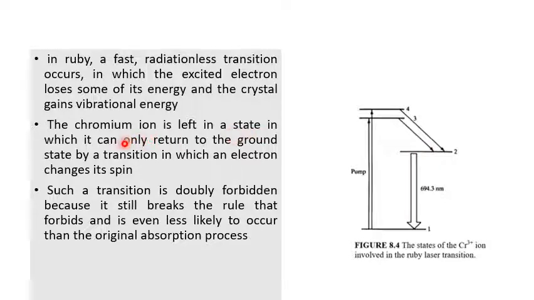In this state, the electron can only return to the ground state by a transition in which an electron changes its spin. If it is clockwise, it will become anti-clockwise, and if it is anti-clockwise, it will become clockwise. And we have studied already that changing of spin is forbidden. Such a transition is doubly forbidden because it still breaks the rule that forbids it, and is even less likely to occur than the original absorption process.